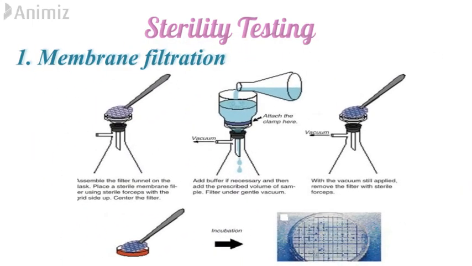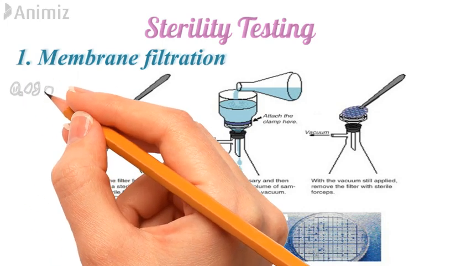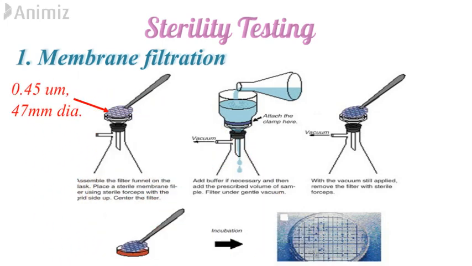First is membrane filtration, in which we filter the sterilized solution through a filter of pore size 0.45 micron and diameter 47 mm. Then we divide the filter in two halves. The first half we incubate in a solution of soybean casein digest media, and the second half we incubate in a solution of fluid thioglycolate medium for a period of 7 days at 35 to 40 degrees Celsius.